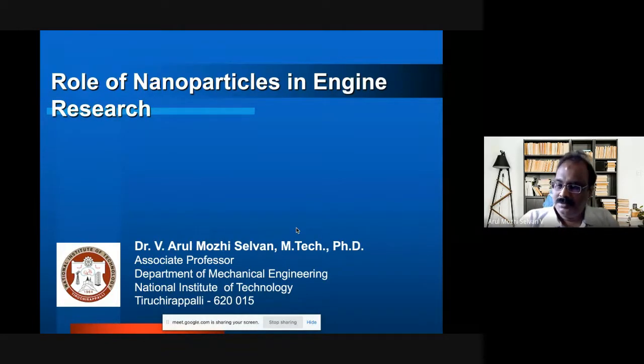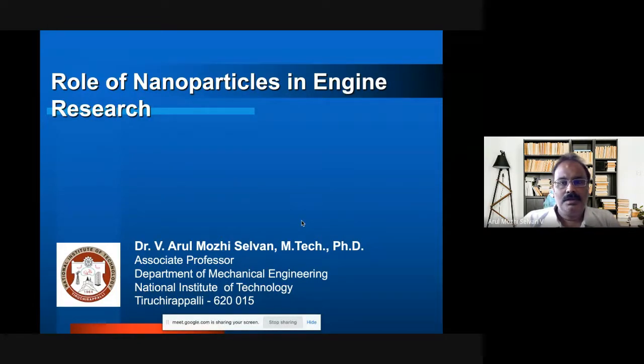As I told in the introduction to alternative fuels, there are two aspects as far as engine research is concerned. One is the engine side. We need a reliable and robust engine which will give better performance, better power, leaner emissions. The second part is on fuel. What kind of fuel can we go for, and whether this fuel is compatible with a particular engine, for example an SI engine or a CI engine.